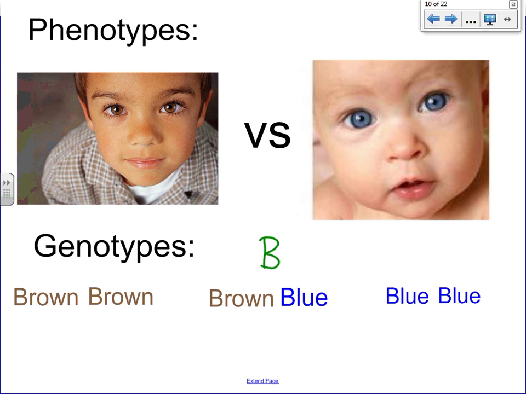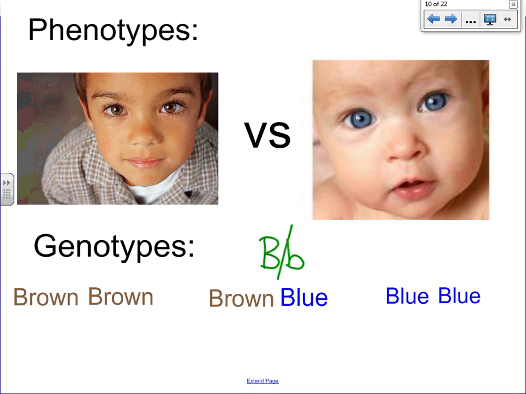Now you may ask yourself, how are we going to distinguish brown from blue if we're only using one letter? The way that we do that is by using capital letters or lowercase letters. In this case, it could be either big B or little b. Whatever the dominant trait is gets the capital version of the letter. Whatever the recessive version of the trait is gets the lowercase version of the letter.